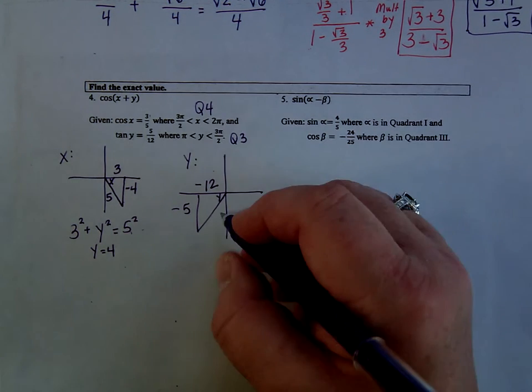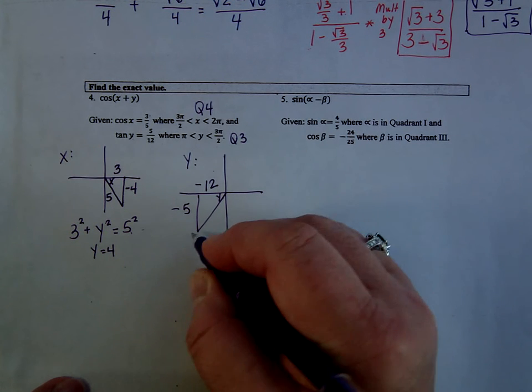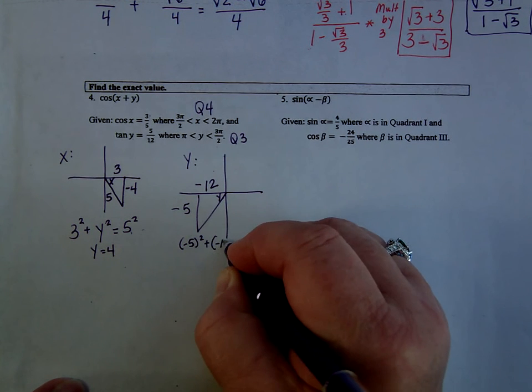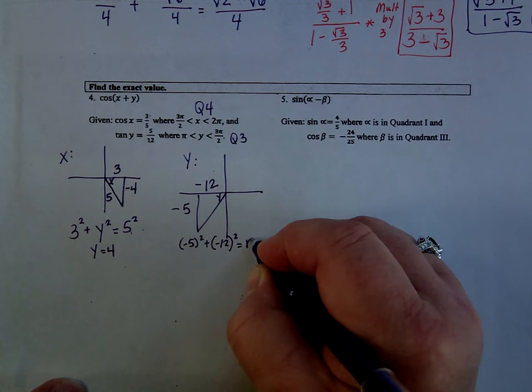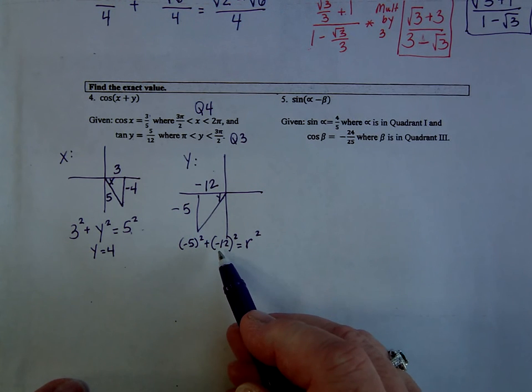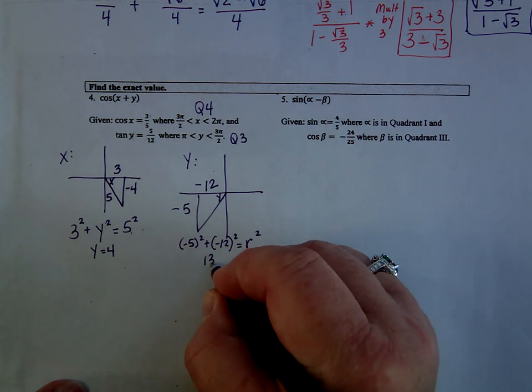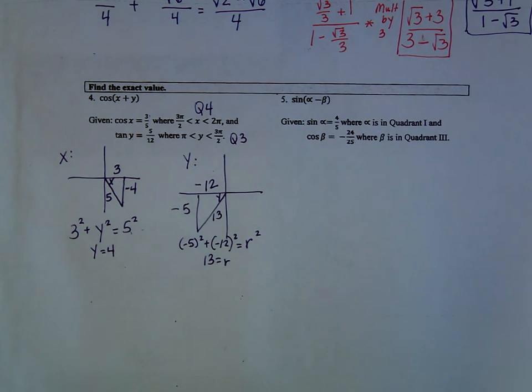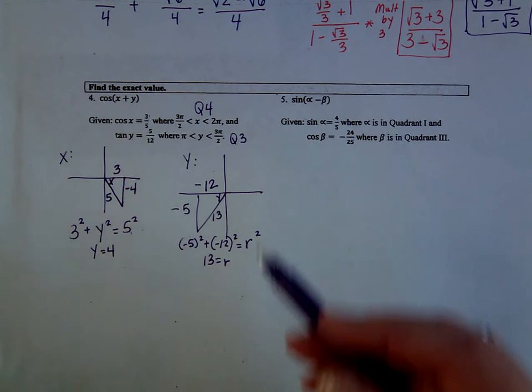All right, then I need to figure out the missing side, the hypotenuse. So negative 5 squared plus negative 12 squared equals some hypotenuse squared. 25 and 144 is 169. Square root of 169 is 13. You can check that on the calc. All right, so job 1 is figure out your triangles based off your information. Now let's go back to the real problem.